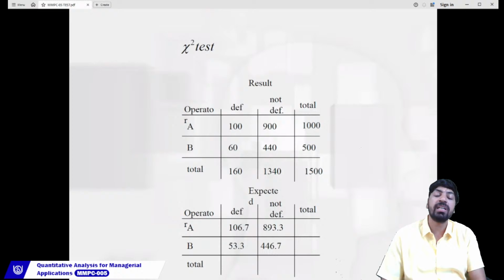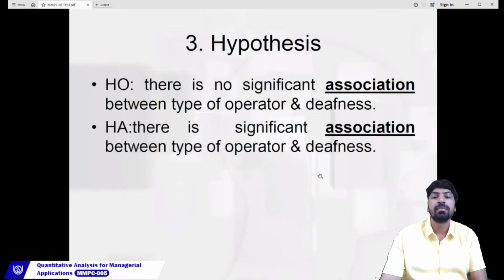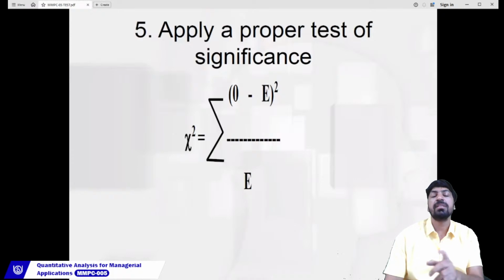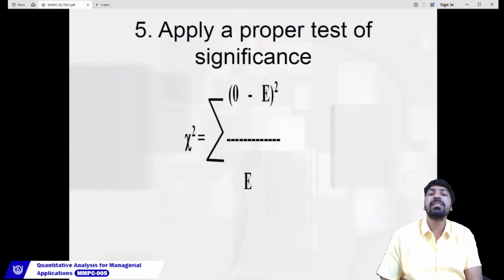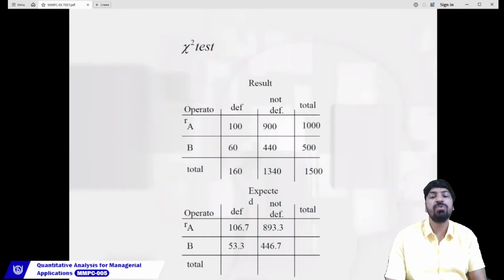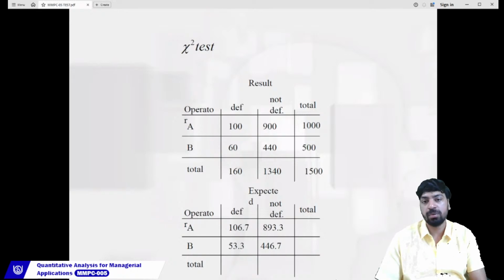And what is the mathematical formula over here? This is the mathematical formula, that is chi-square equals sigma O minus E whole square by E. So this is the formula which will be used in this particular question.